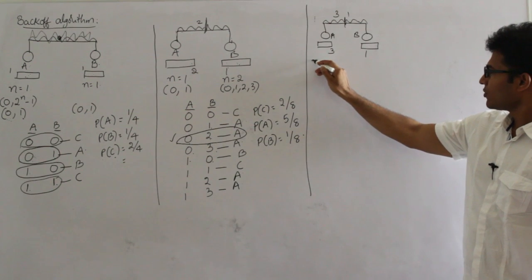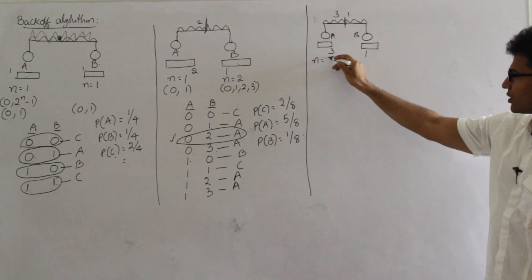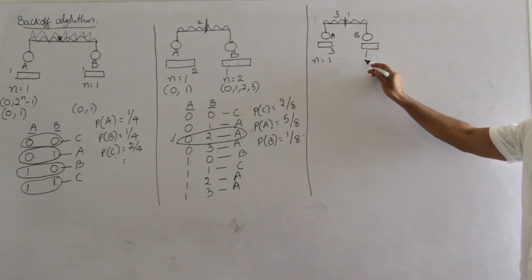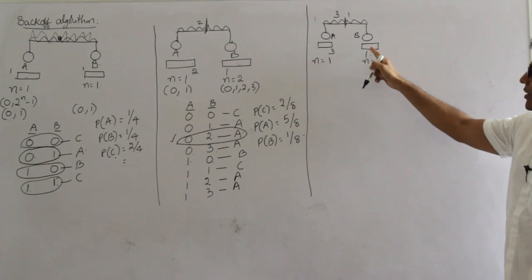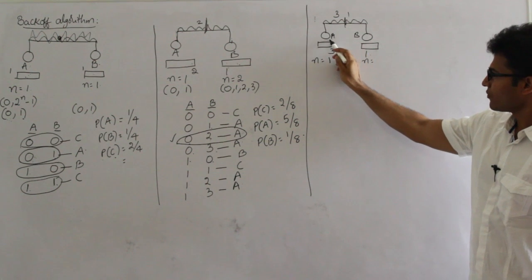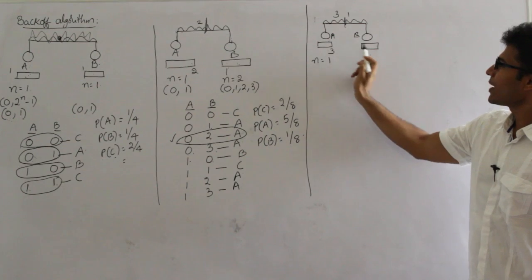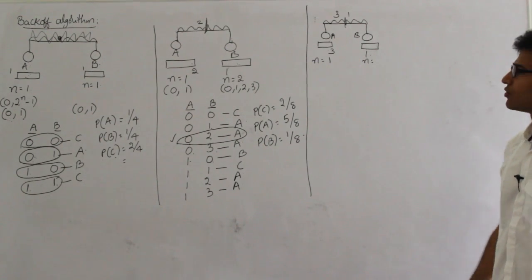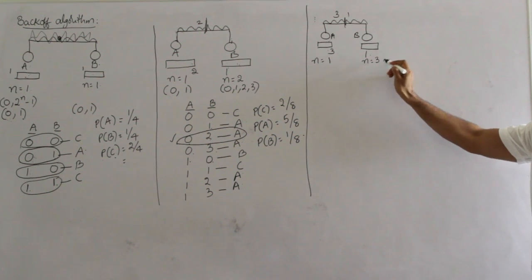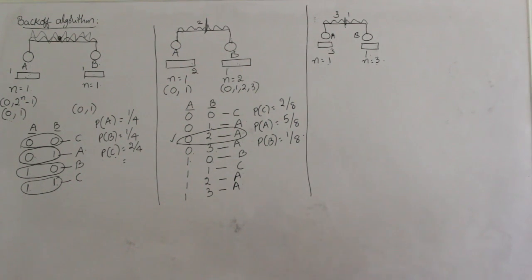Then what is the collision number for the third packet of A? This is the first time it is getting involved in a collision, therefore collision number equals 1. What is the collision number for packet number 1 of B? See, packet number 1 of B has already been involved in collisions with packet number 1 of A and packet number 2 of A, and now it is getting involved with packet number 3 of A. So the collision number for B is 3. So the collision number for A is 1 and the collision number for B is 3.